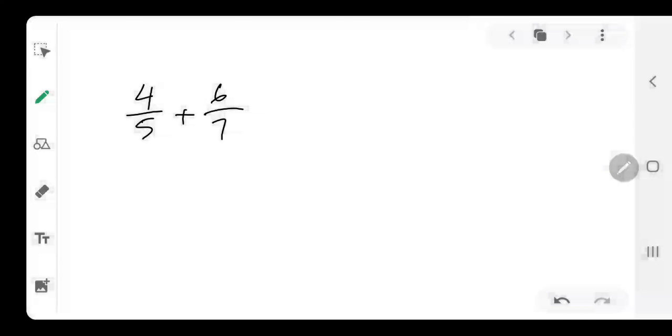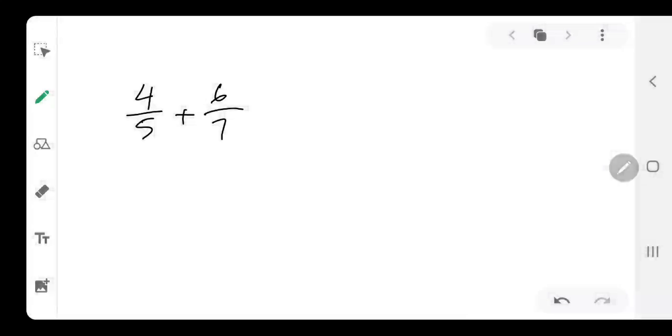Okay, now we're going to add these two other fractions, the fraction 4/5 plus the fraction 6/7. First of all, the first question that we ask is, do they have a common denominator? And the answer is no, they don't have a common denominator. So we can't add them just the way they're written. We must transform these fractions into fractions that have a common denominator.